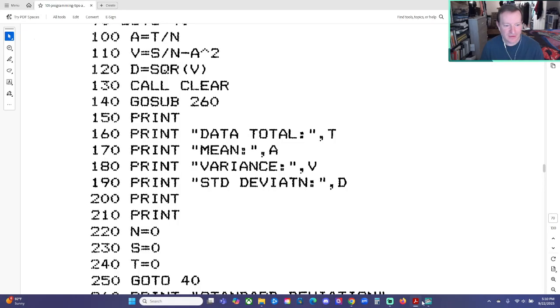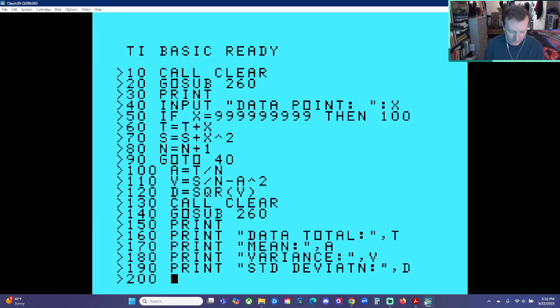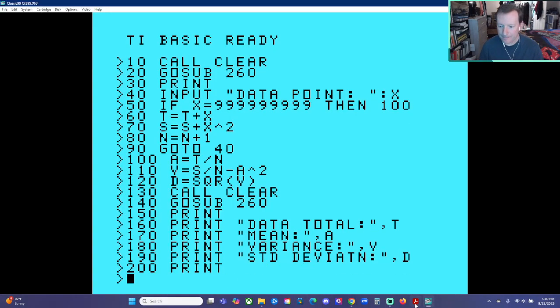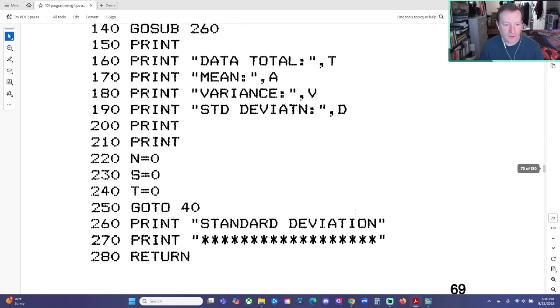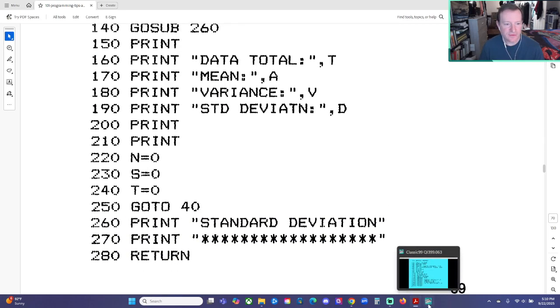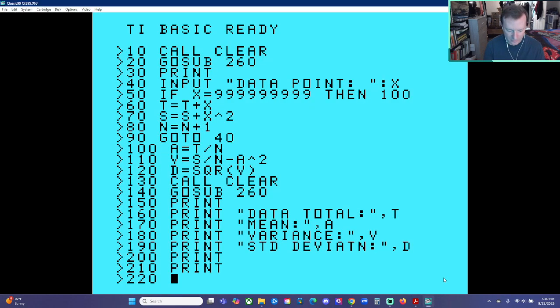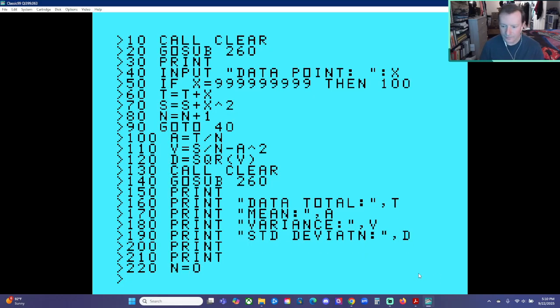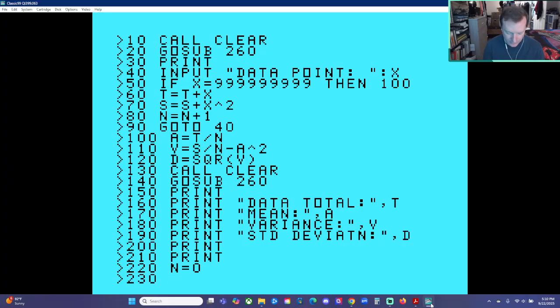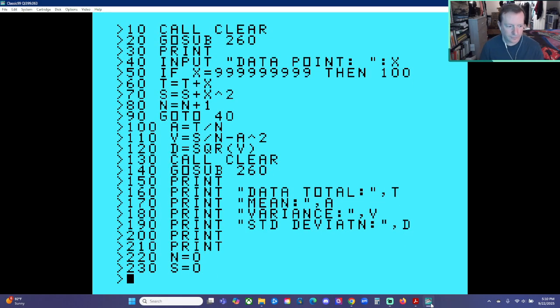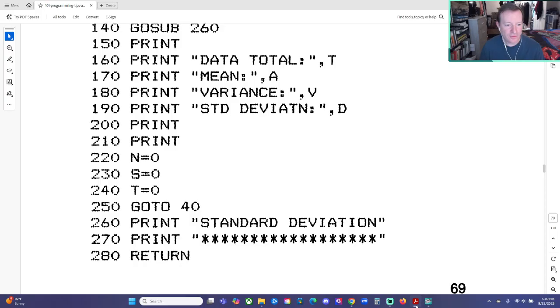That could be 200, print. 210, print. Okay, now we clear out our data. 220, N equals 0 for the next go around. 230, S equals 0. 240, T equals 0.